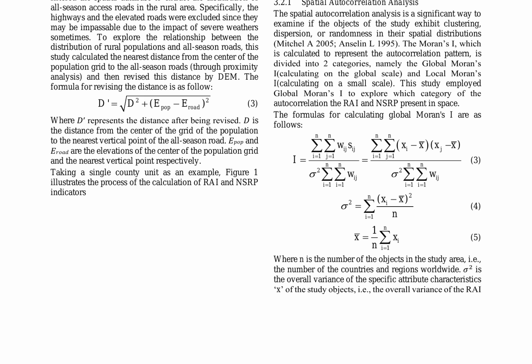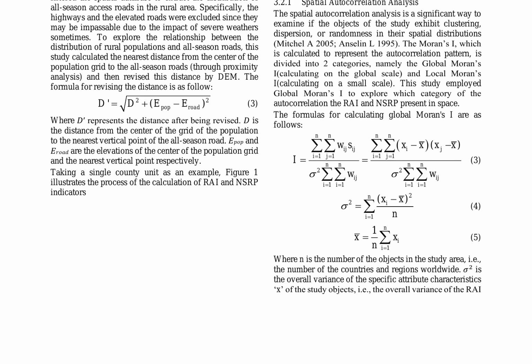A spatial pattern analysis is conducted to examine the spatial autocorrelation and inequality of the RAI and NSRP indicators. Global Moran's I is employed to identify the autocorrelation pattern of the RAI and NSRP indicators, which involves calculating the overall variance of the attribute characteristics and the weighted sum of the products of the deviations from the mean.